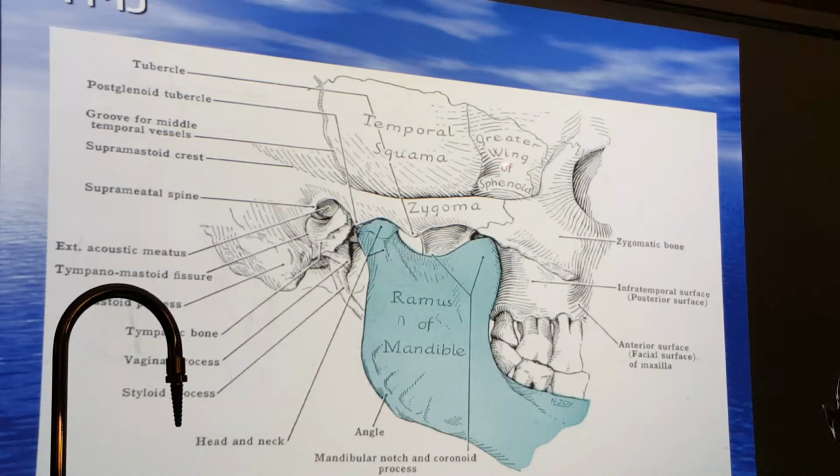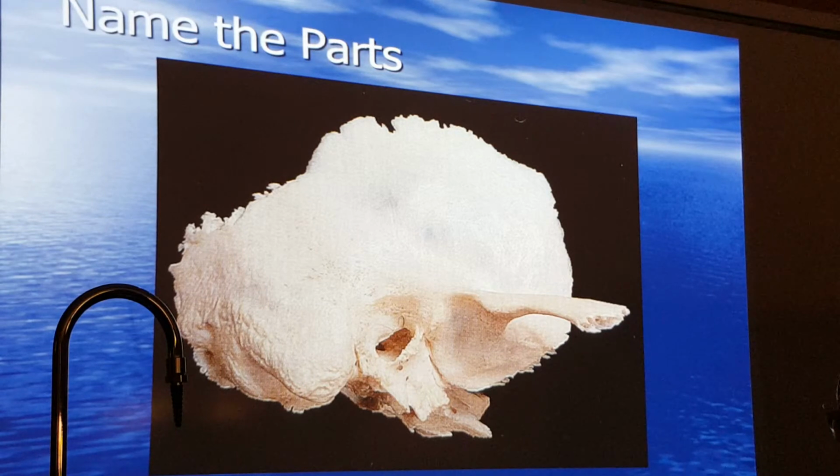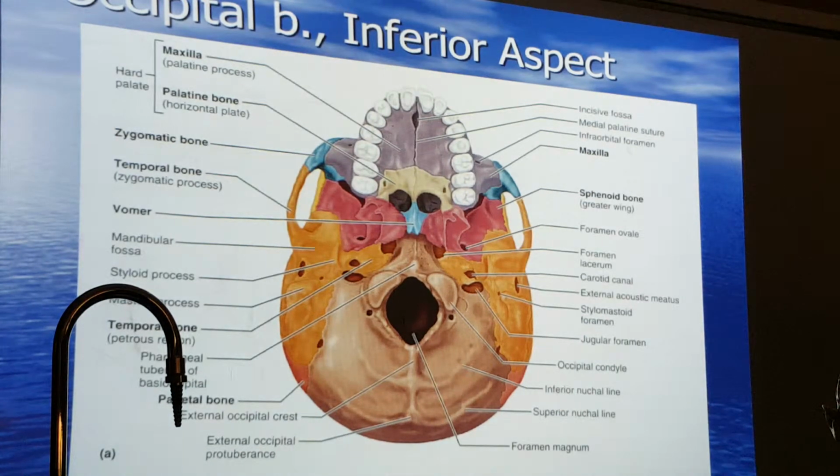Greater wing of the sphenoid. So just behind your eyes, you can palpate your sphenoid on either side. So we have the zygomatic arch, squamous region, external auditory meatus, mastoid process, the things we can see there. All of the organs of hearing are located inside the temporal bone.